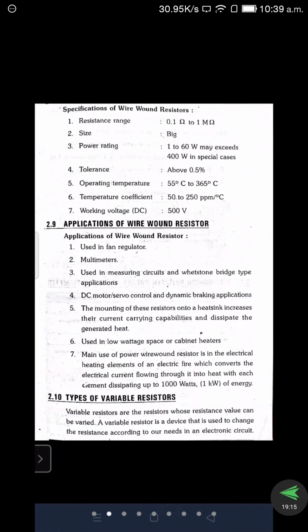The main use of the power wire wound resistor is in the electrical heating element of an electric fire, which converts the electrical current flowing through it into heat, with the element dissipating up to 1000 watts. Right? So these are the major applications of wire wound resistors.